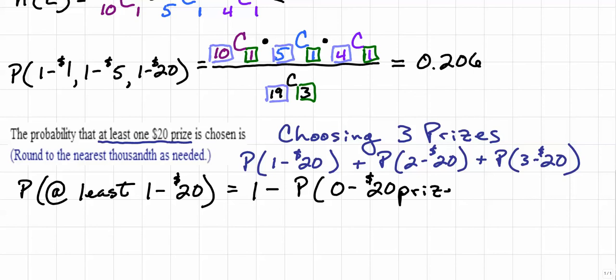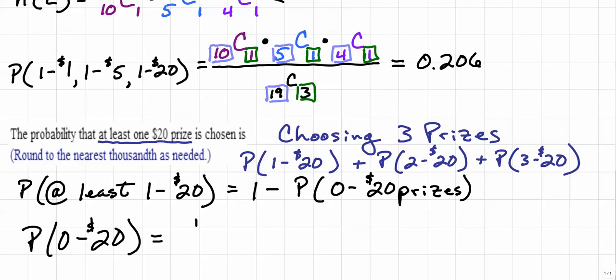And that's the complement rule. We've used that before. We're going to use it again. So how hard is it to find the probability of choosing 0 $20 prizes? Not very, because in this particular case, the probability of 0 $20 prizes will look like this.